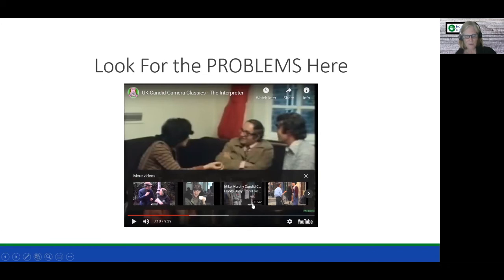So the things that were bad is the positioning. Look at how the interpreter is center stage. They're both looking at him. They're using third-person language where they're saying, tell him, tell her. The interpreter is not using a faithful echo. And nobody's really listening to each other. And the man, the groom-to-be, isn't even listening to what the responses are saying.